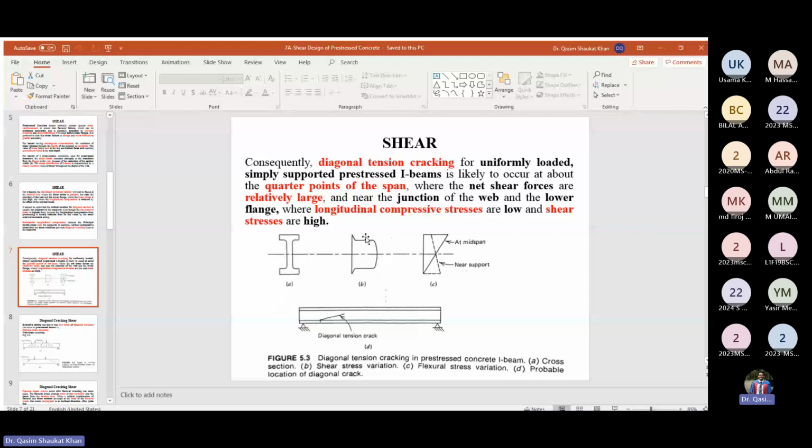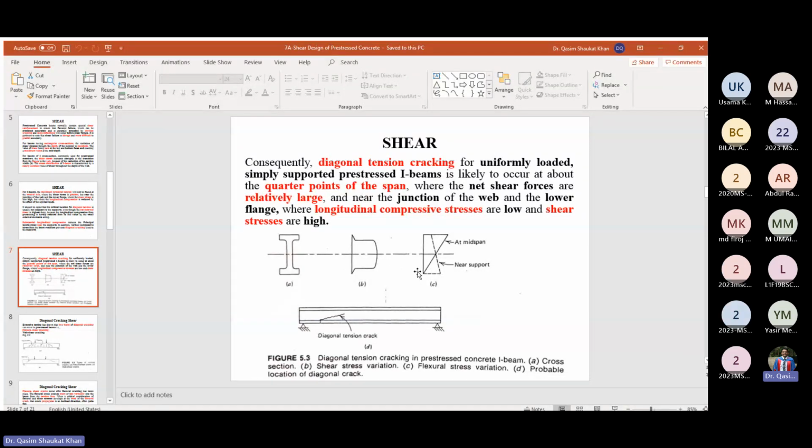So everyone agrees to this point. Then this is your flexure stress variation. So you can see the flexural stresses are minimum at the neutral axis and maximum at the extreme fiber. So flexural stresses depend on the distance y from the neutral axis. As that distance increases, your flexural stress increases. Moreover, this shear stress variation is parabolic and the flexural stress variation is linear.